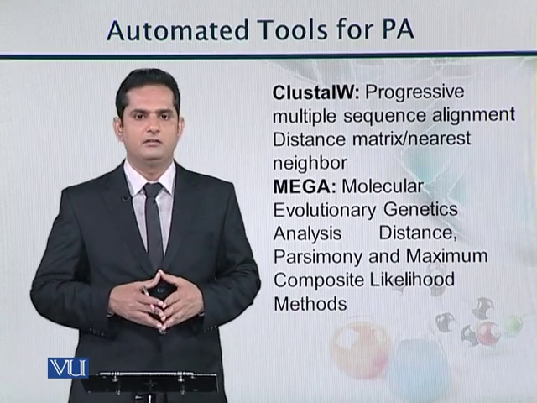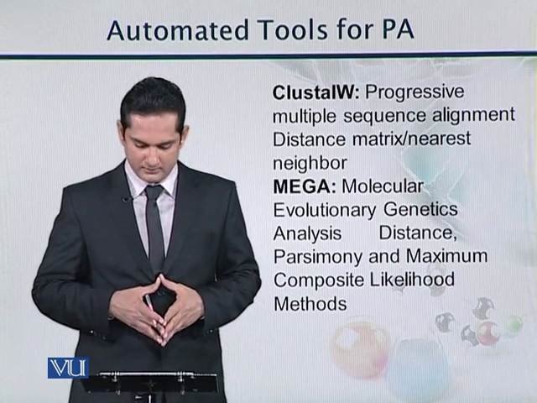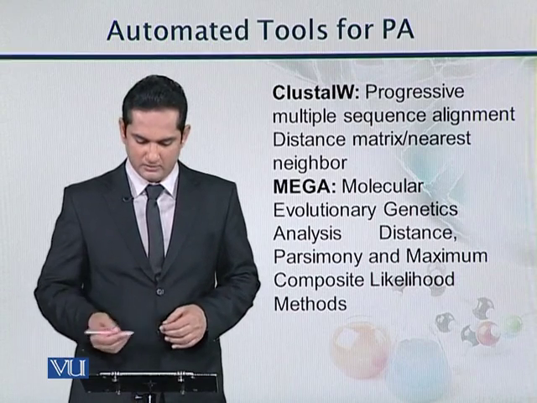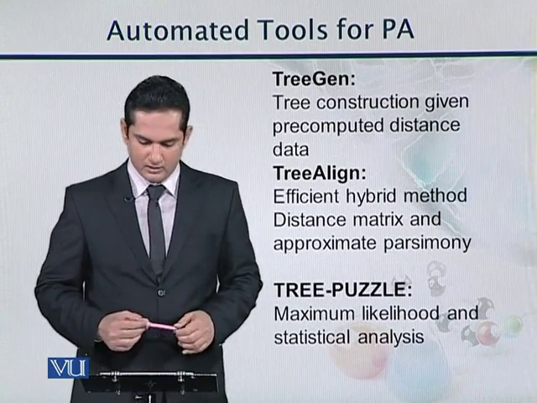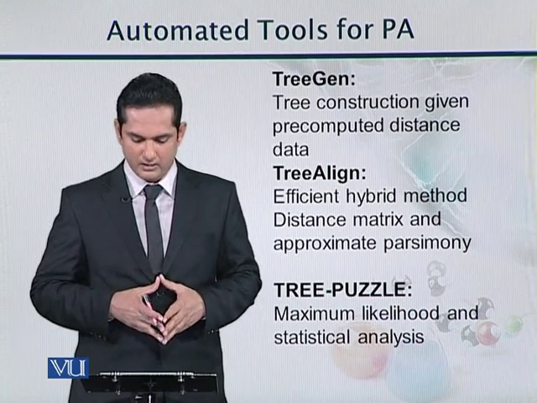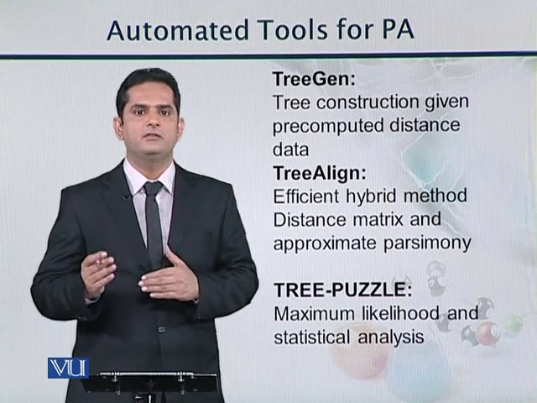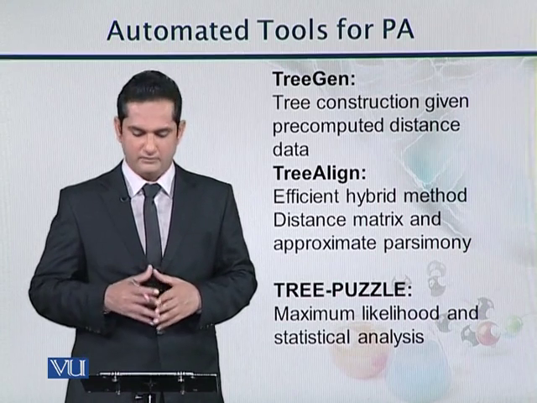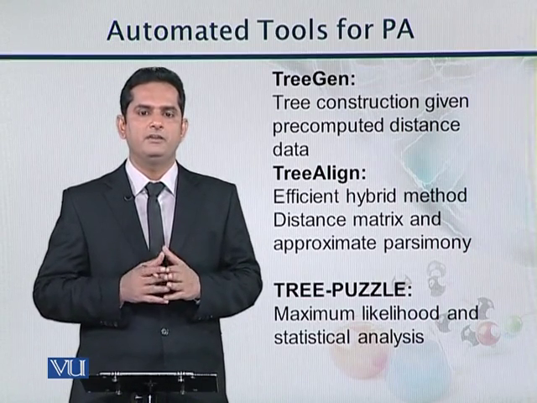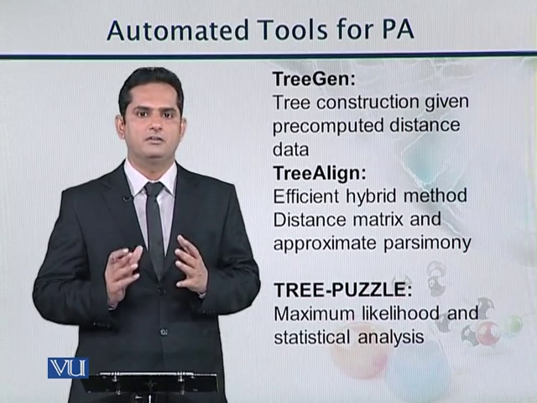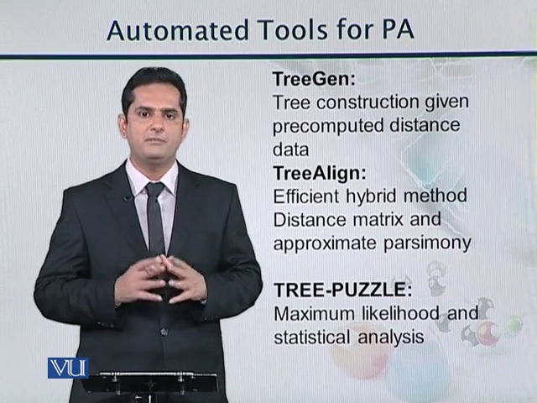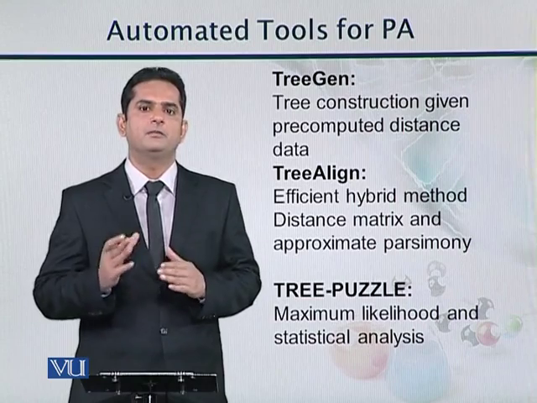Then MEGA software, which is Molecular Evolutionary Genetics Analysis, which is based on distance measures such as UPGMA, parsimony and maximum likelihood. Then we have tree specific softwares for tree construction, such as TreeGen. It is for constructing trees based on genes or DNA sequences. Then TreeAlign. TreeAlign is basically a hybrid software between maximum parsimony and distance based matrices. And finally we have TreePuzzle. TreePuzzle is basically a model based approach which is based on maximum likelihood.